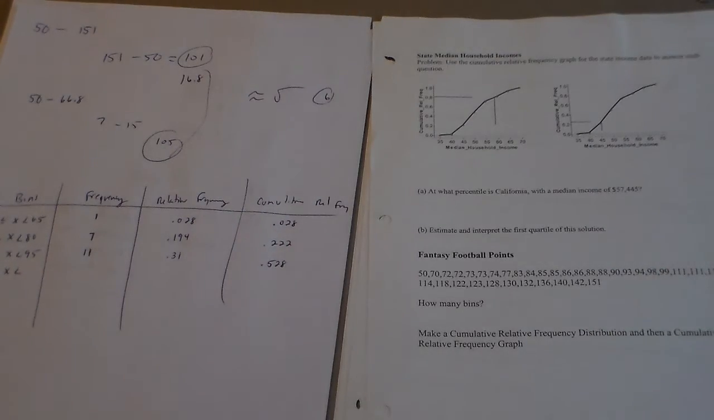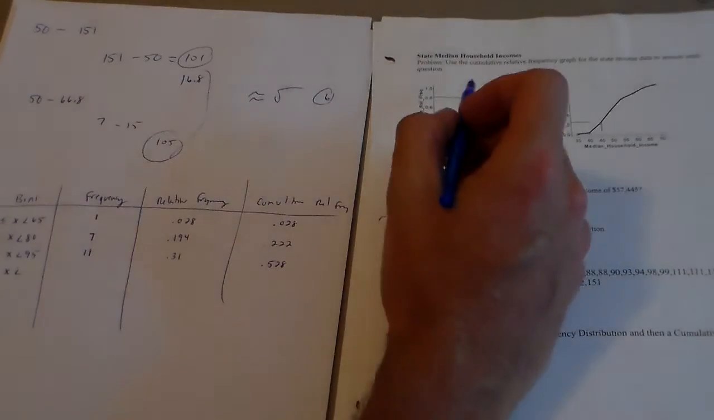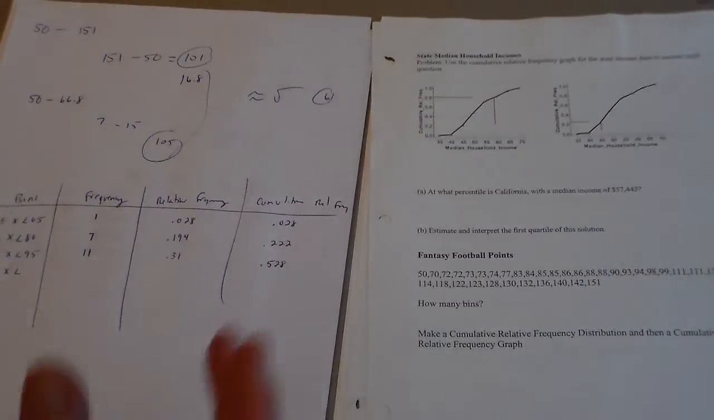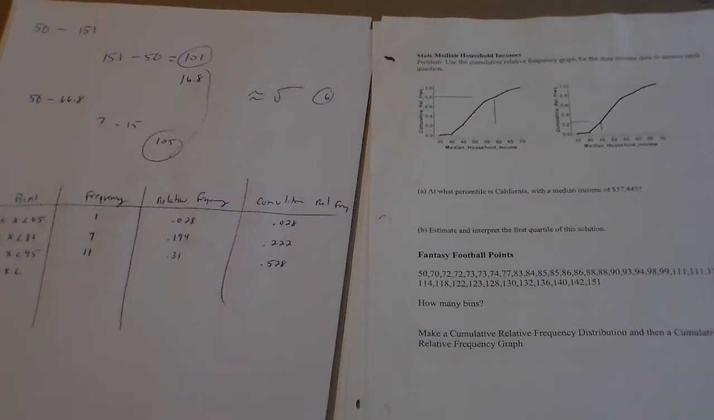That's pretty common. They might say, find the IQR. You could do that with 0.75 and 0.25 and find that IQR. They might say find the median, find the 40th percentile. Any of those types of questions are fair game.